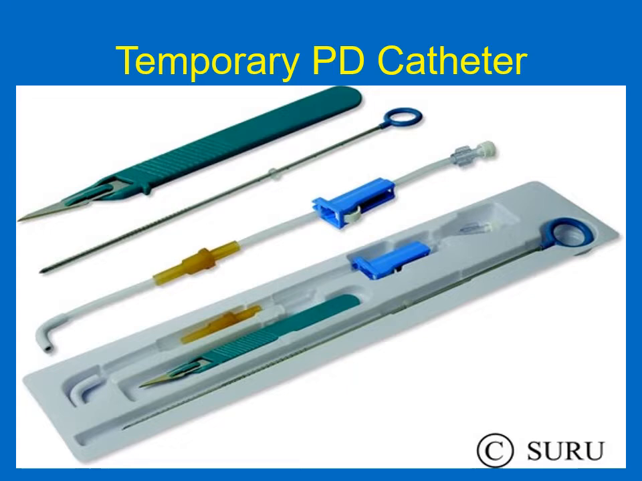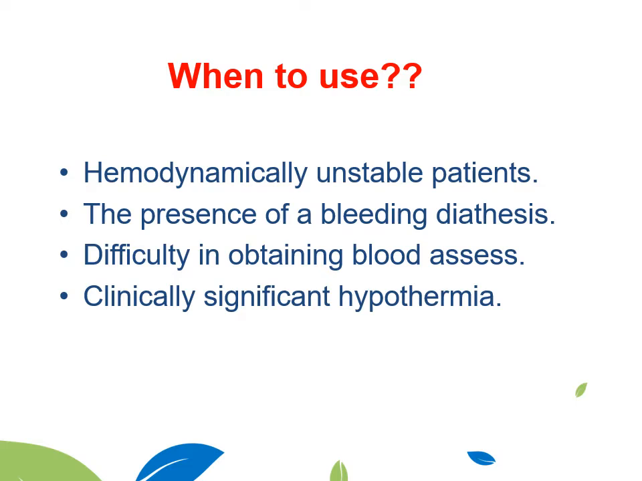As we can see here, it's made of plastic that is put over a metal trocar with a scalpel and connection. This temporary PD catheter cannot stay more than 72 hours in the belly of the patient, and then it has to be removed. We use it in hemodynamically unstable patients, in the presence of bleeding, in cases of difficulty obtaining blood access, and in cases of clinically significant hypothermia, where we can use warm peritoneal fluid to increase the body temperature.